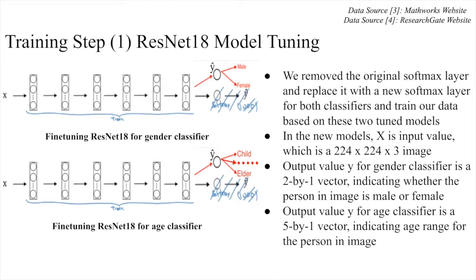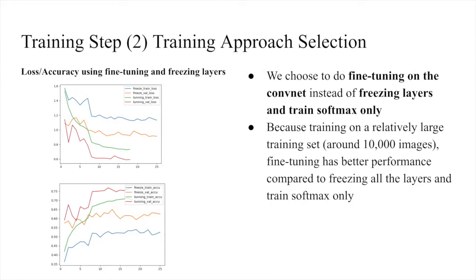There are two approaches we can use for transfer learning. One is fine-tuning and the other is freezing layers. We choose to do fine-tuning on the CompNet instead of freezing layers because when training on a relatively large training set, fine-tuning has a better performance compared to freezing all the layers.